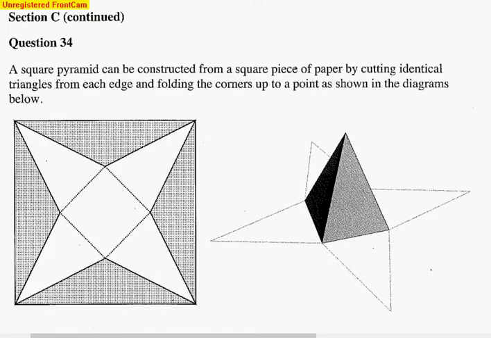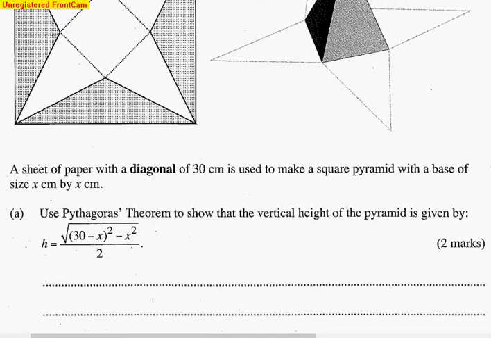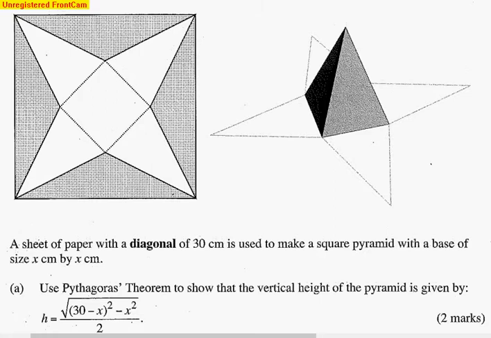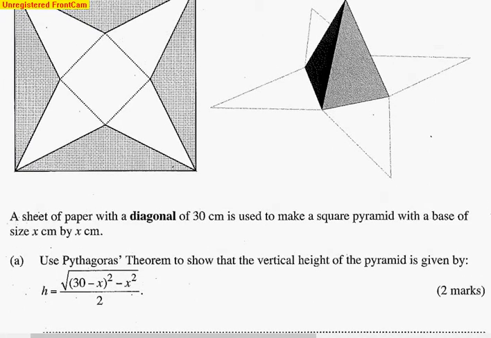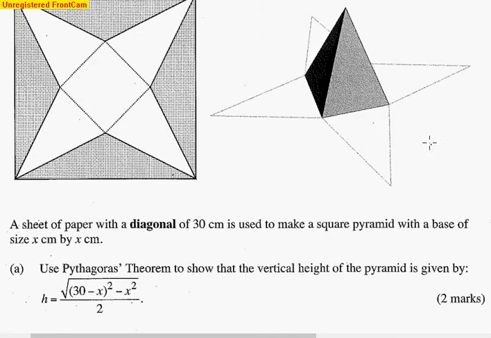Okay, what are we going to have to do? Sheet of paper, the diagonal of which is 30, and the base of the pyramid is x by x. Use Pythagoras' Theorem to show that the vertical height is given by that. So we need to mark in some things on our picture so we can see very clearly where the vertical height is. So I just put in some x's. So I've got x is the length of the base of that. So over here, that's also this bit here, is x or x or x. Just putting it everywhere.